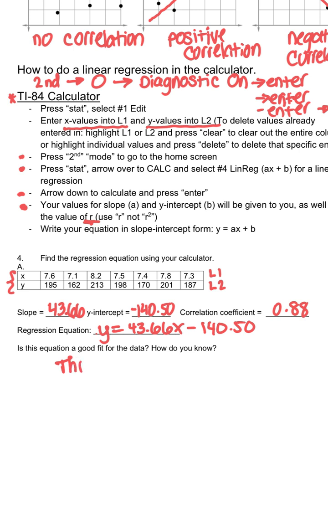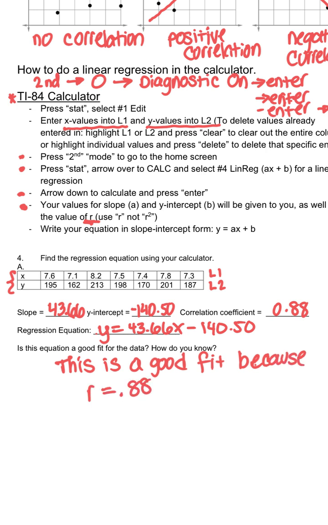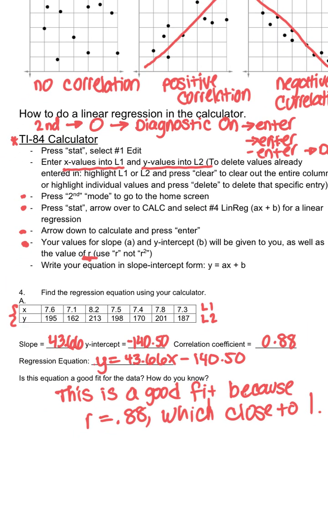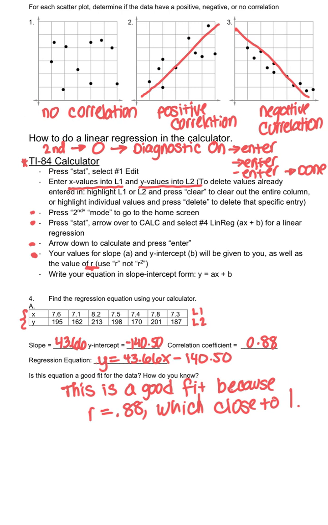Well, the answer is yes, this is a good equation. So let's put a good fit because R equals 0.88, which is close to 1. So if you remember when we were looking at the correlations at the top, it was either close to positive 1 or negative 1 or 0, which means there is no correlation, but we were looking for negative 1 or positive 1. Well, in this case, we can see that it's a good fit because it is close to positive 1.